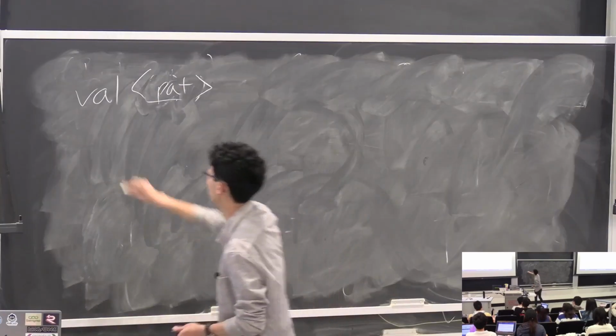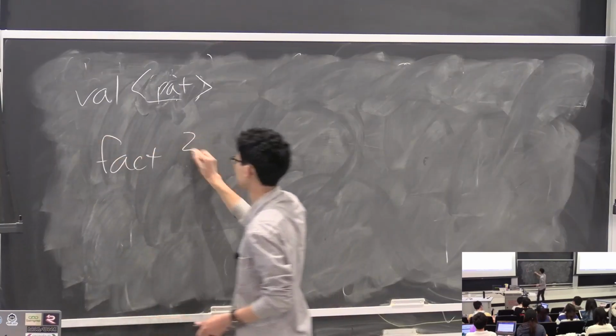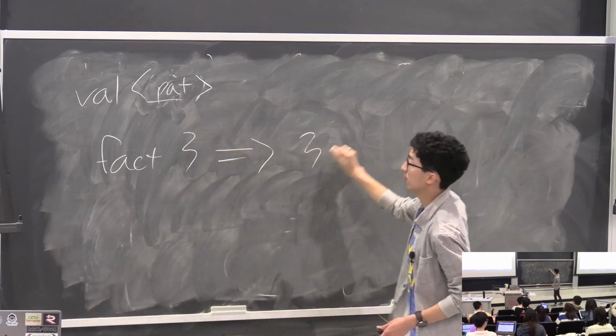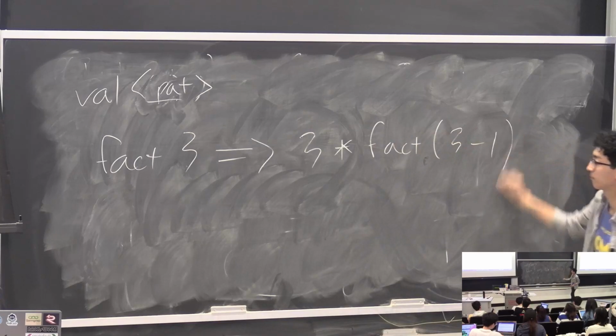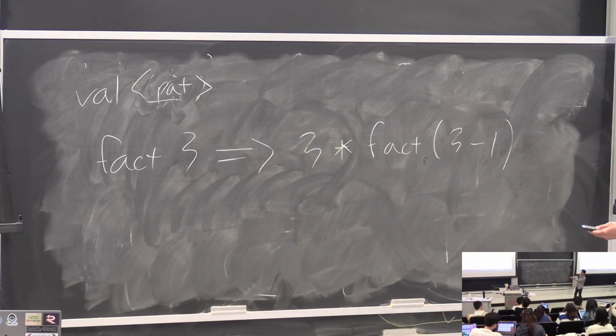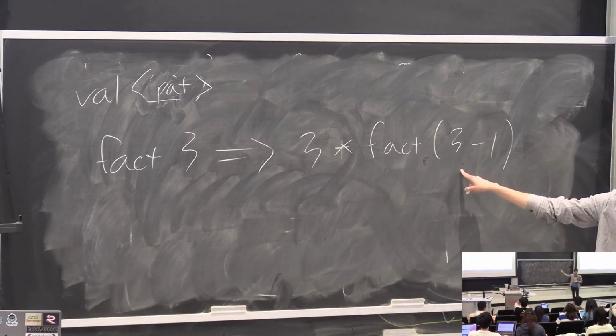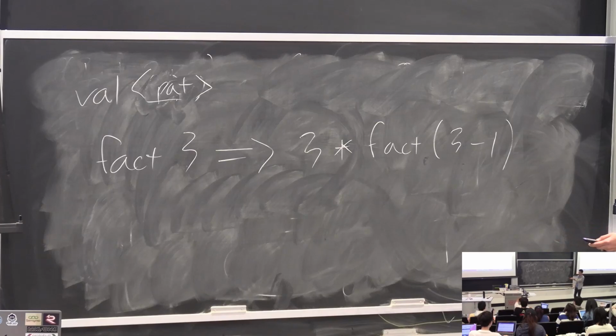So fact of 3, I'll write down, evaluates to 3 times fact of 3 minus 1, right? Because it didn't match the first case. And if you iterate this process enough, I'm not going to do the trace for you now, but you can imagine this is going to be 2, we're going to keep going, and eventually it'll match to 0, right? So that's the reason why.